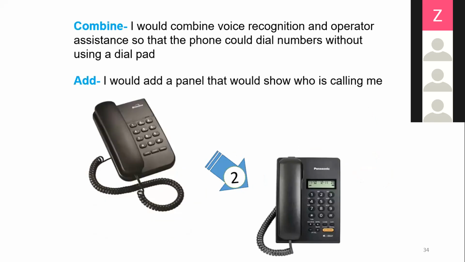Now I have this phone here, but I want to improve it. When somebody calls me, I am not able to identify who calls me. Maybe I don't want to take somebody's call, but I pick it up anyway. Can I identify the number? Can I ask for help from the operator? Can I dial by speaking and not by dialing the numbers? So then I'm combining something, I'm adding something to get a more modified version wherein I can see the number here, and I can speak into the phone.